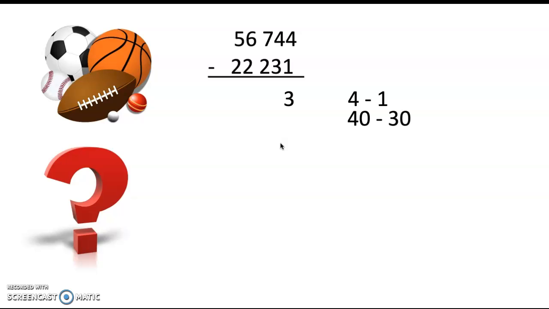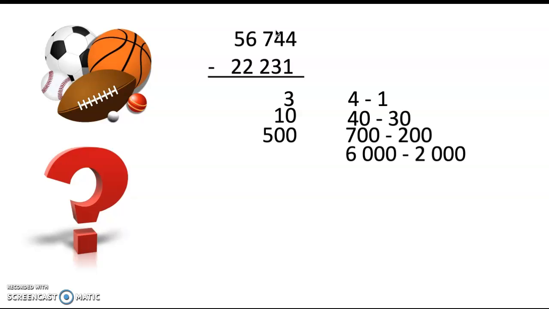We would go to the tens column, and we would have 40 minus 30, which would be 10. And then what would be the next step? We'd go to the hundreds column, which is 700 minus 200, which is 500. Good job if you guys got that so far. What would be the next step? 6,000 minus 2,000, which is 4,000.